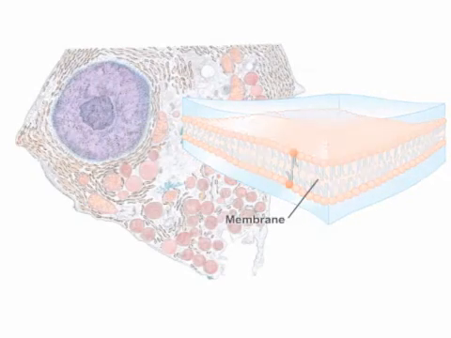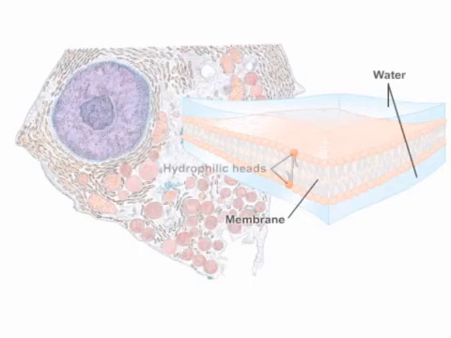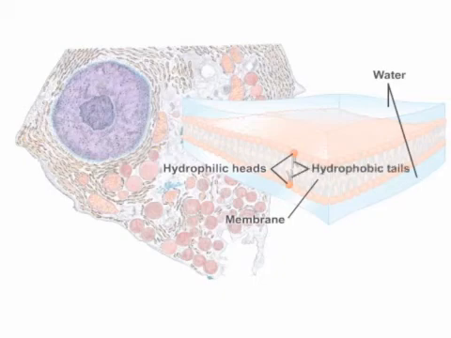If you were to drop phospholipids in water, this is how they naturally assemble. The hydrophilic phosphate heads are on the outer surfaces of the membrane bathed in water, and the hydrophobic fatty acid tails make up the interior of the membrane, where they are excluded from water.